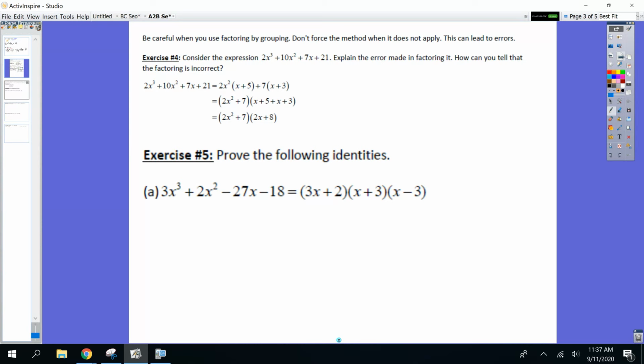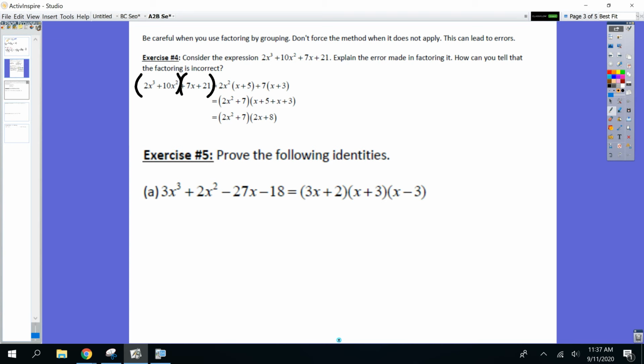So, what I did first was group, right? There was no GCF, 4 terms. I tried grouping. Watch what happened when I tried grouping, everyone. Take a look. I took a GCF out of the first. I took 2x squared. That's correct. And I'm left with x plus 5. That's correct.